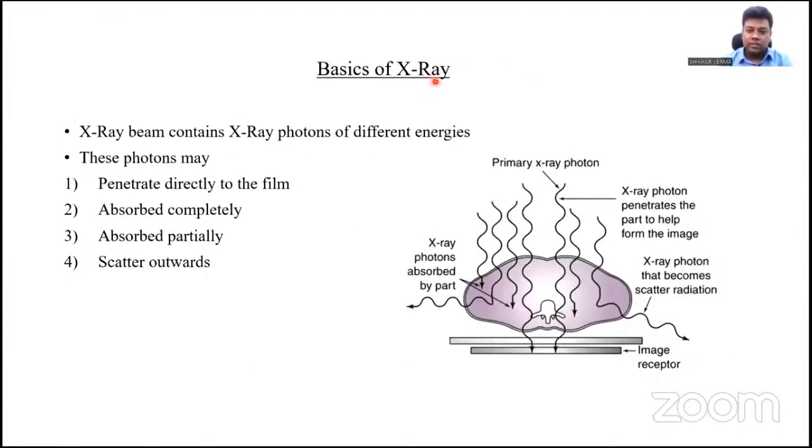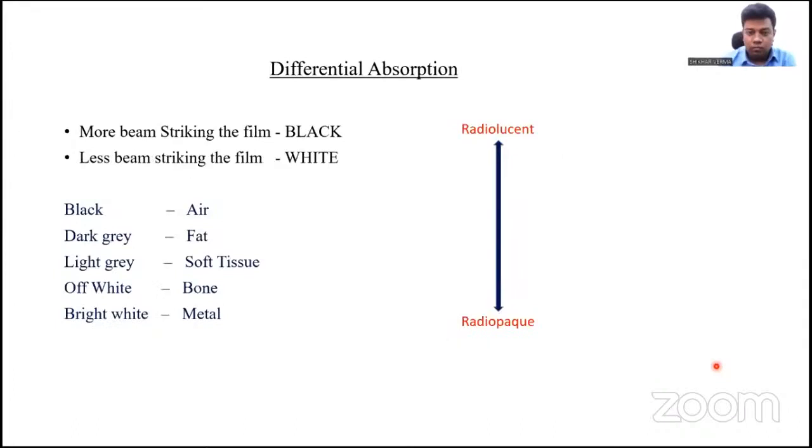What is the basics of X-ray? As you all know, the X-ray beam contains photons of various energies. These photons may penetrate directly to the film. Some might be absorbed completely by the patient, some might be absorbed partially by the patient, and some might be scattered outwards. So this is a primary X-ray photon. It can penetrate directly through the film. Some might be absorbed partly by the patient, and some might be scattered outwards.